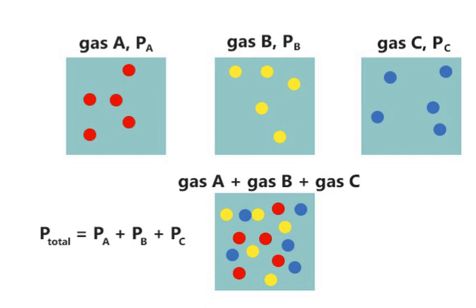Vx is the partial volume of an individual gas component X in the mixture. VTOT is the total volume of the gas mixture. PX is the partial pressure of gas X. PTOT is the total pressure of the gas mixture. NX is the amount of substance of gas X. NTOT is the total amount of substance in the gas mixture.